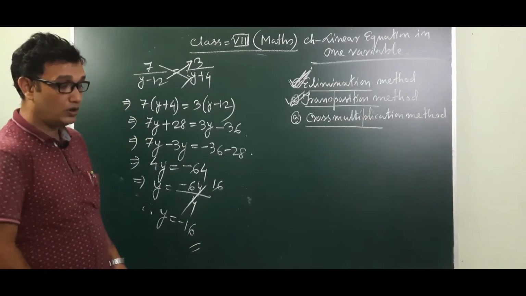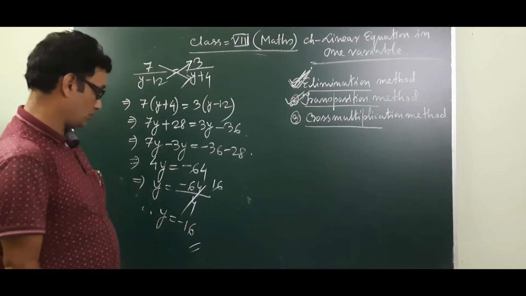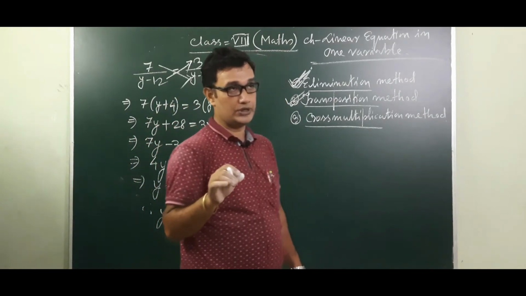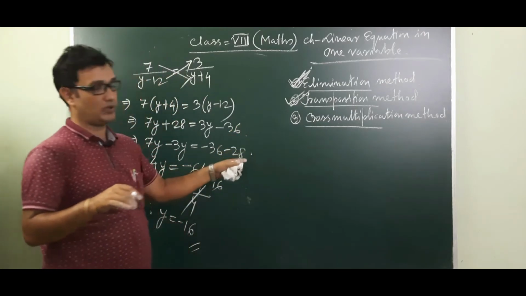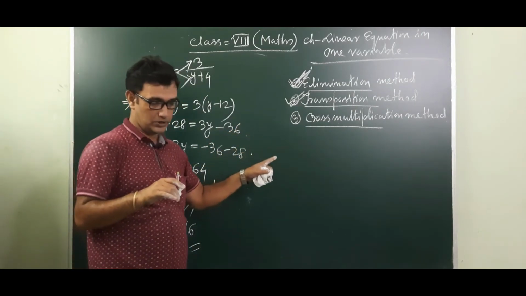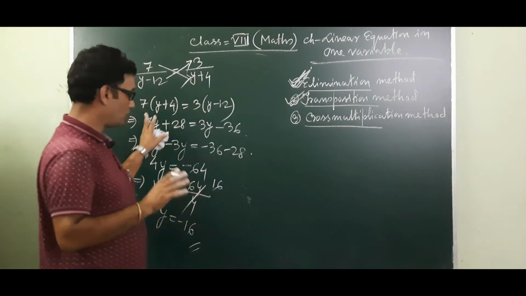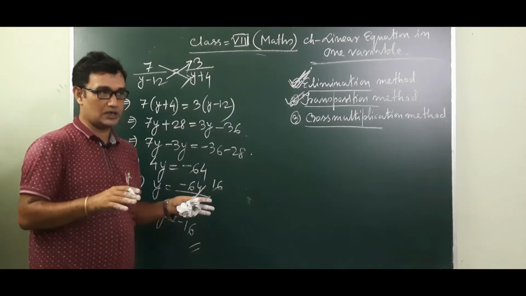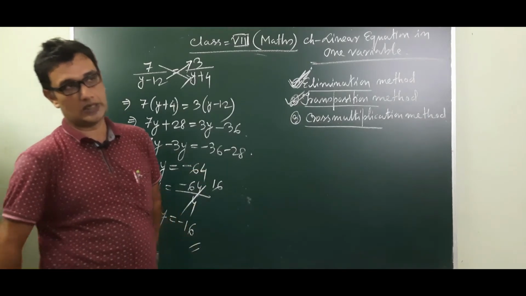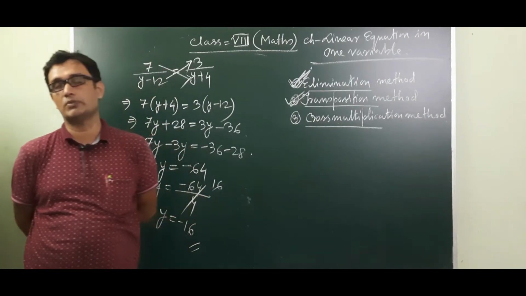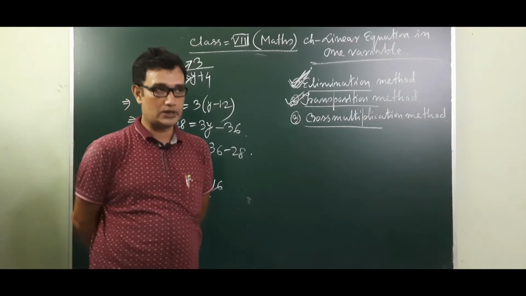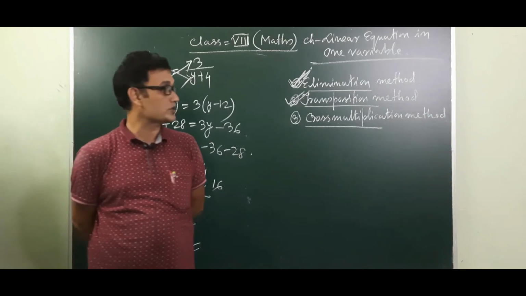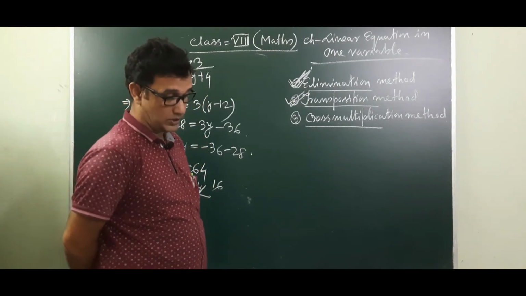This method is called cross multiplication method. So in your book, from the linear equation chapter, only these three methods are given: elimination method, transposition method, and cross multiplication method. So all the methods I already explained to you, how to solve. And then the first exercise, easily you can solve. In the first exercise, the first question is given to be solved by elimination method, the next question by transposition method, and the third question by cross multiplication method.